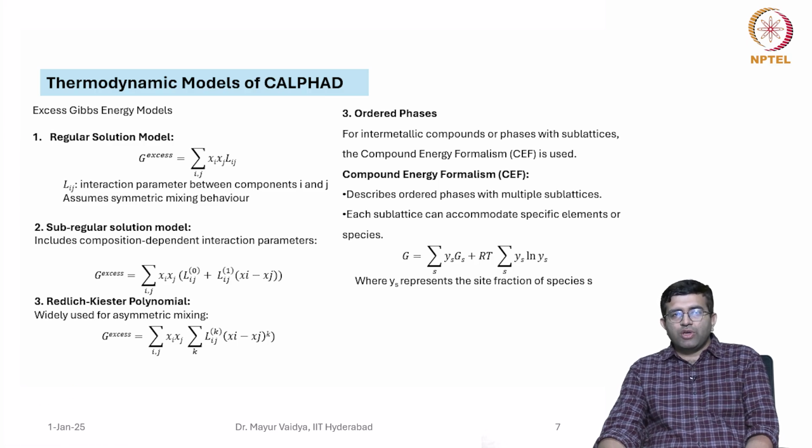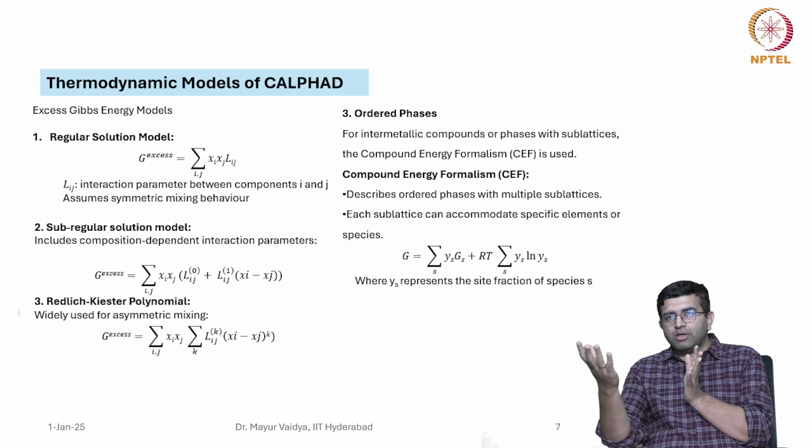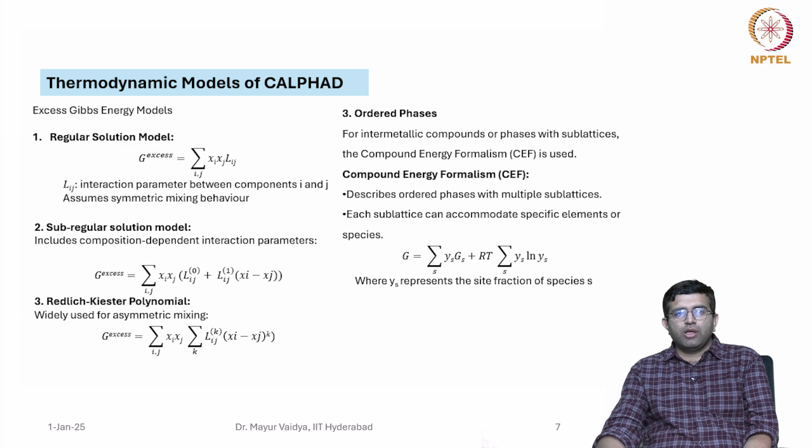Then solution phases, which describe mixtures of components such as liquid and solid solution, have their Gibbs energy expressed as G equals summation x_i g_i naught plus RT summation x_i ln x_i plus G excess. Now, look carefully: these are the terms we saw in the thermodynamic revision lecture, where we considered the ideal solid solution. Remember, this is not just the mixing energy, this is the total free energy of the solution.